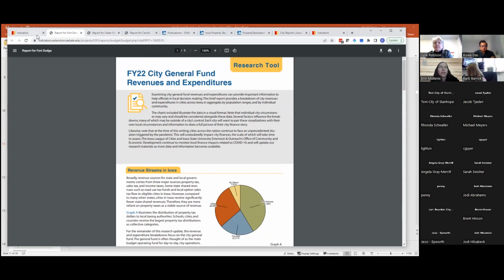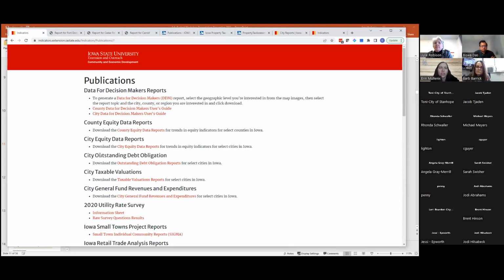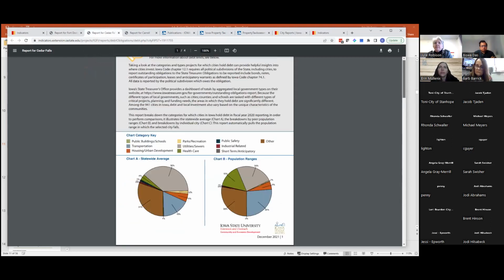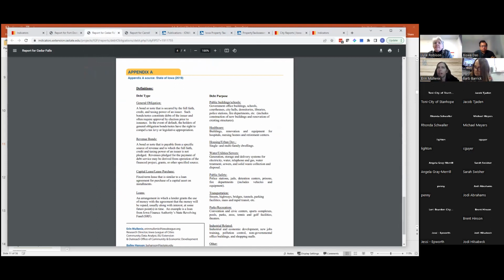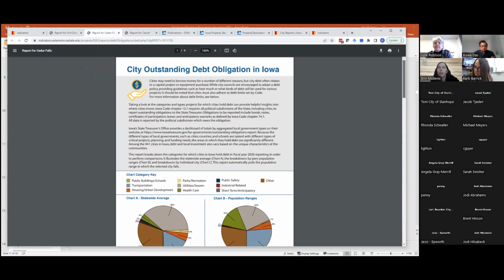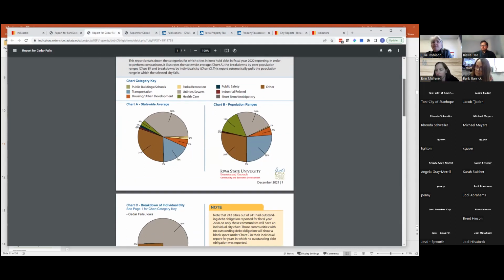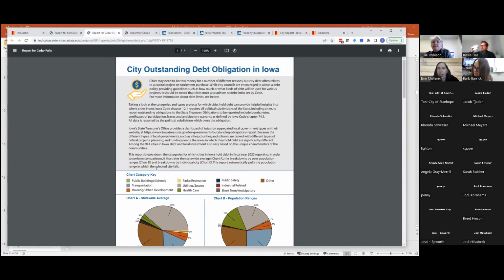The next one that I wanted to briefly talk about was the city outstanding debt obligation report, and I pulled up a couple of examples here as well. Again, this is pretty brief. It's just 4 pages long, talking about outstanding debt obligation in Iowa. So about half of cities have outstanding debt obligation in a number of different categories.